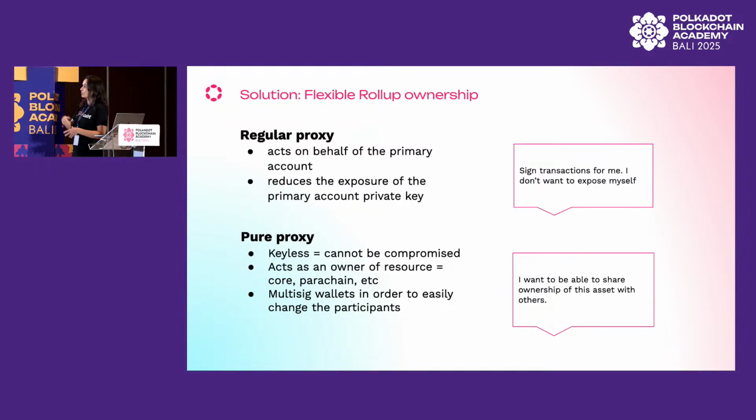So a pure proxy basically acts as the owner of a resource, and you sign transactions for the pure proxy. So there's a pure proxy, which would own the parachain, and I would sign transactions on behalf of it, and then I can add other people to be owners of the pure proxy. It's like our shared asset. It's like a specific thing in Polkadot, I think.